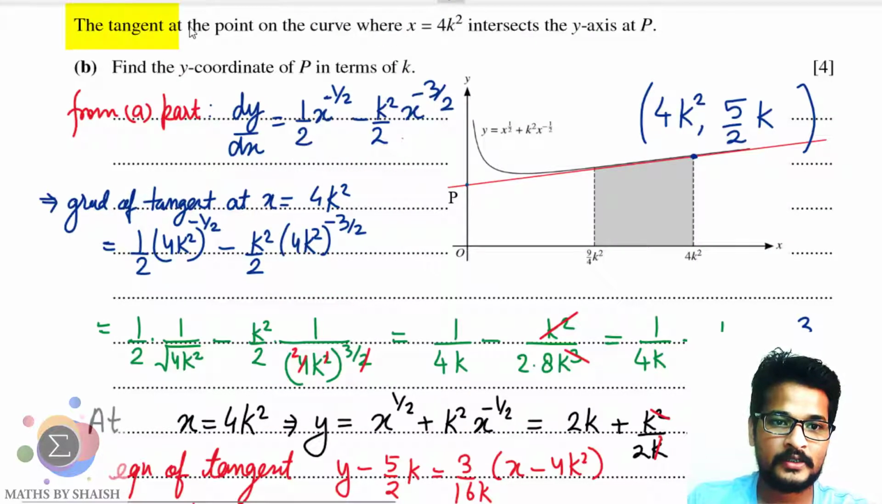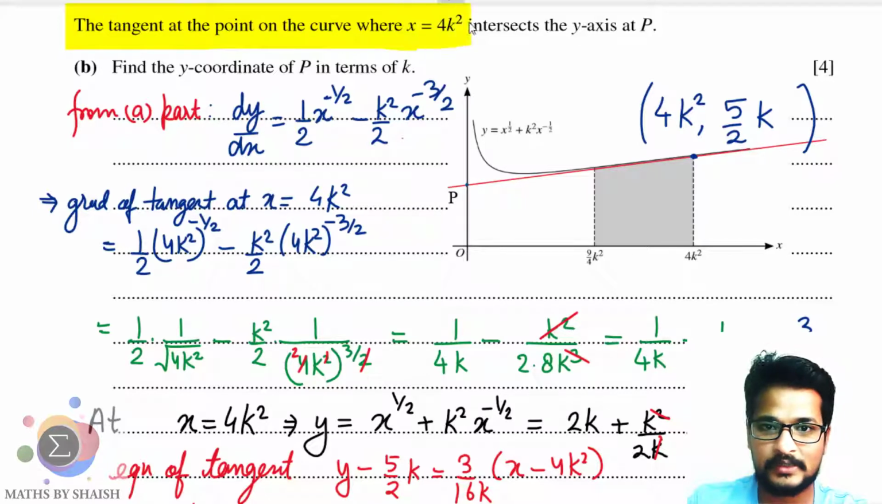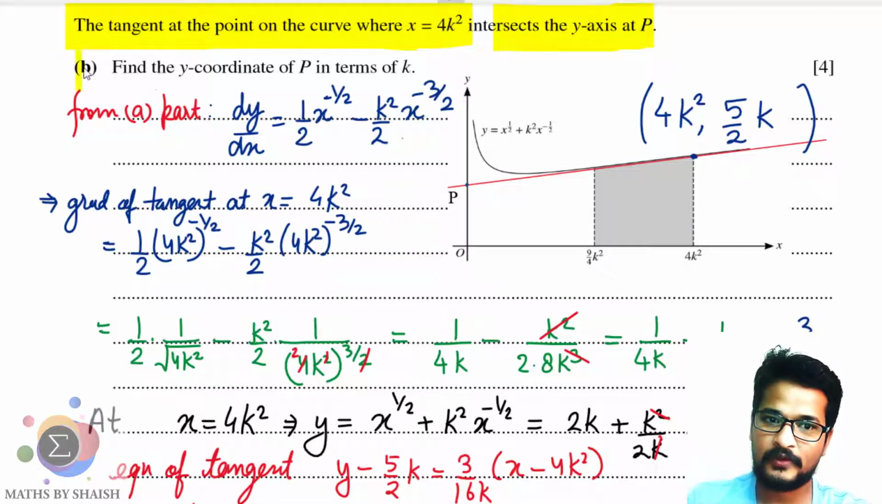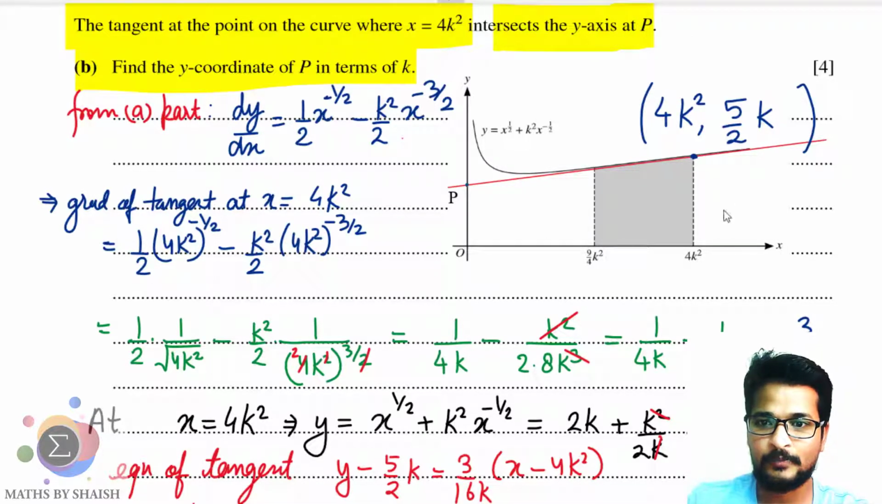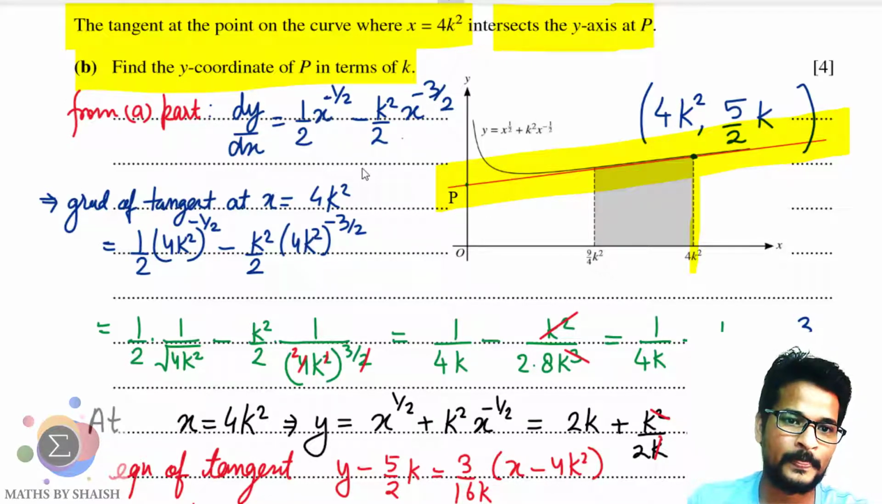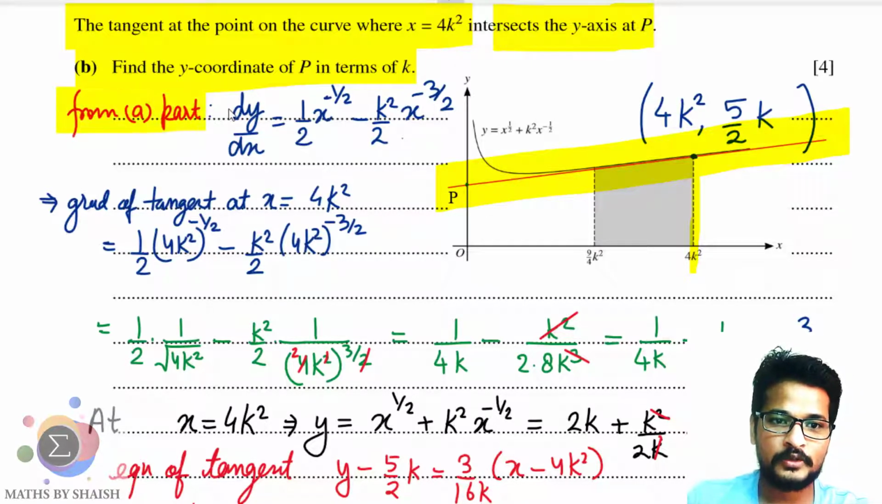And for the second part, the tangent at the point on the curve where x equals 4k squared intersects the y axis at P. Find the y coordinate of P in terms of k. So I have drawn it. If we have 4k squared here, at this point we reach the curve, we draw the tangent, and then we got this point as P. So we need to find the y coordinate of this P, because we know the x coordinate is going to be 0.